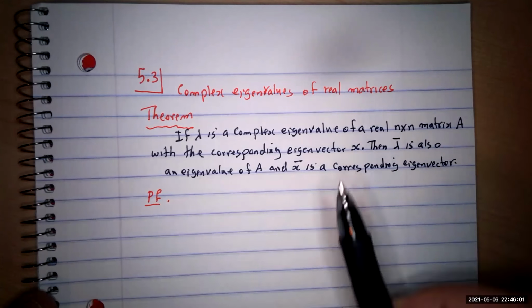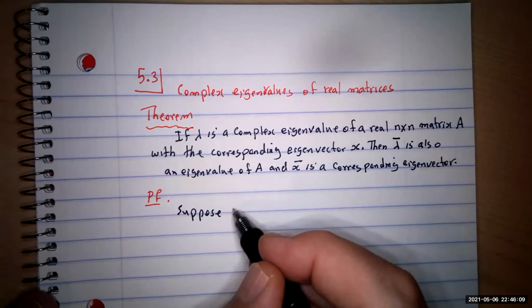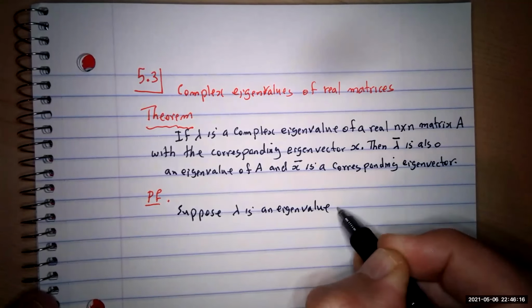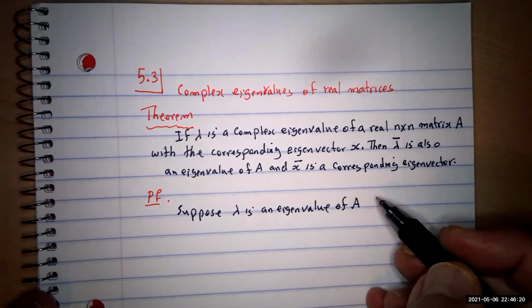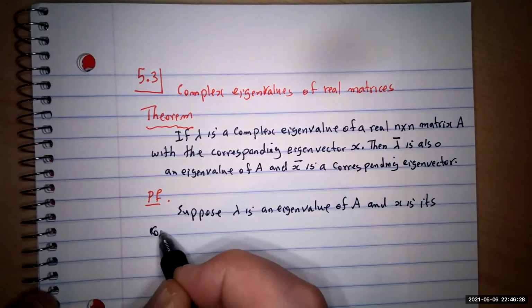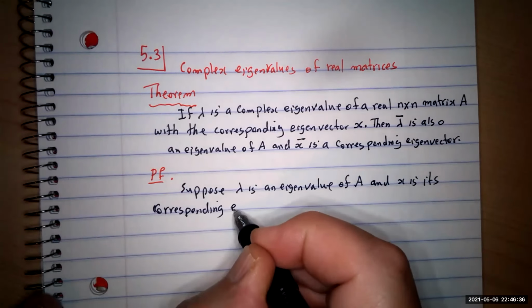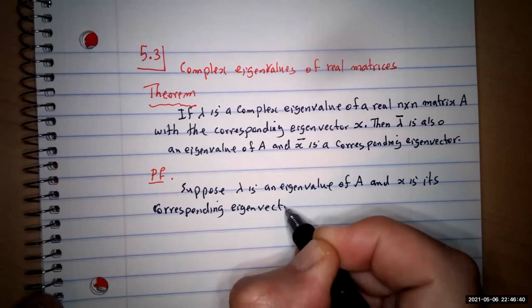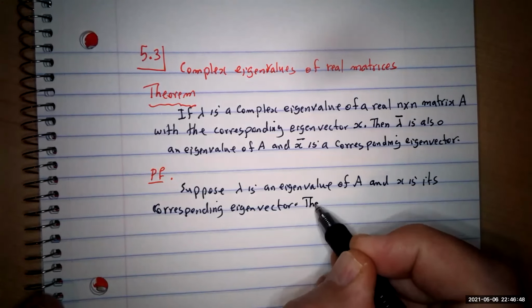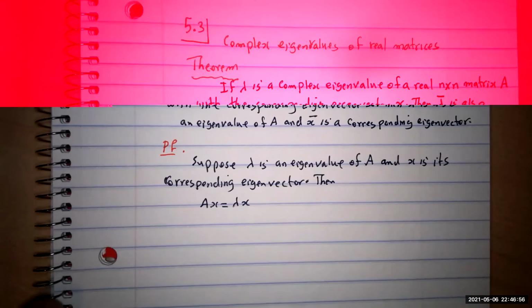Suppose lambda is an eigenvalue of A, and x is its corresponding eigenvector. So what does it mean? What's the definition of the eigenvalue? You know that A times x is equal to what? It is equal to lambda x. That's the definition of eigenvalues.